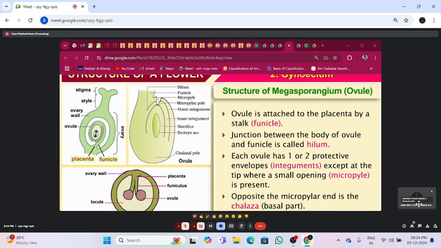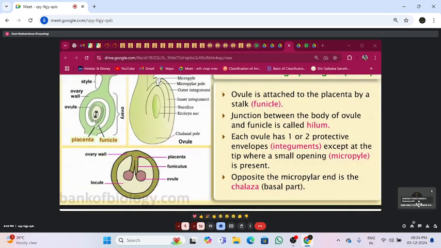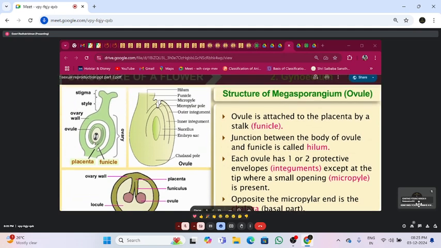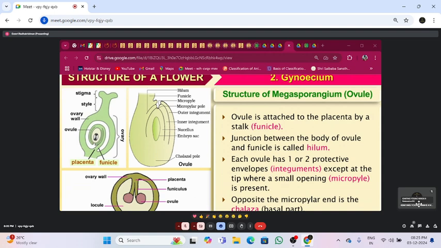the outer integument and the inner integument, except at the tip where a small opening, the micropyle, is present. See here, this is the micropyle. This is the micropylar pole, the place where the opening is. Opposite to the micropylar end is the chalaza, or the basal part, on the opposite side.